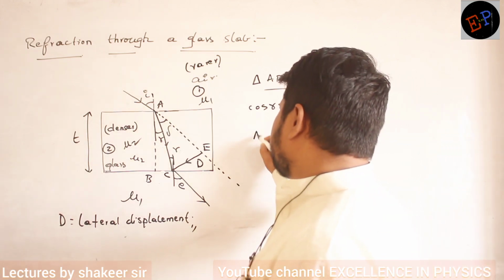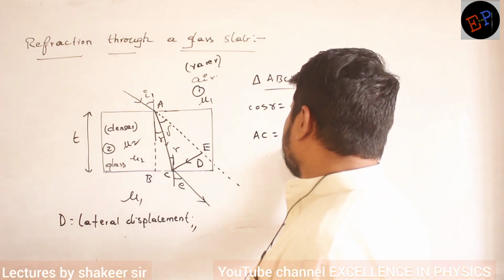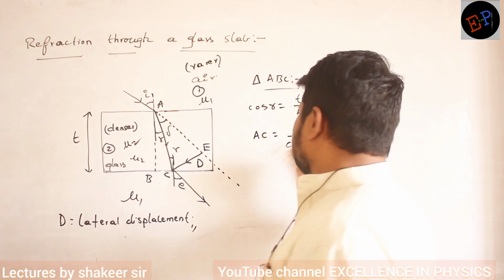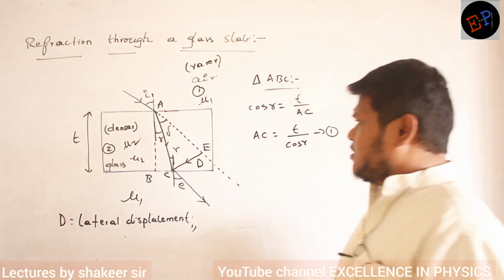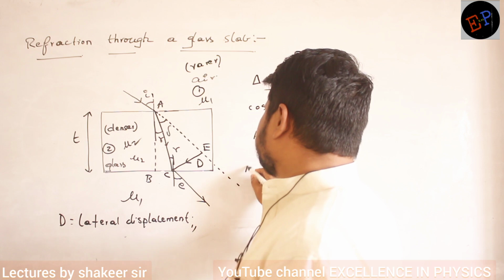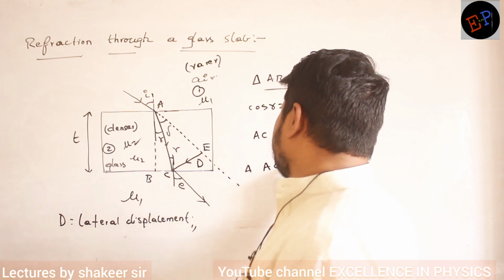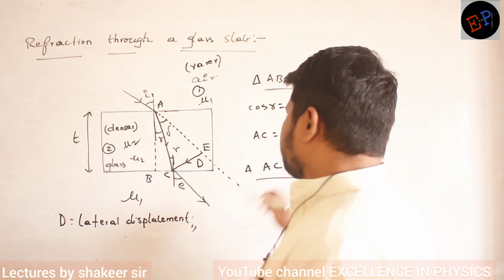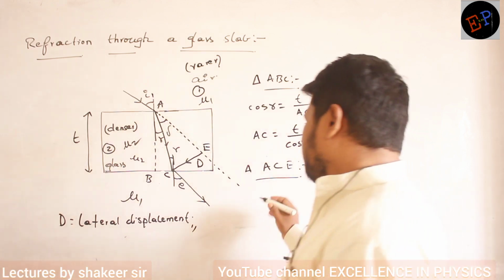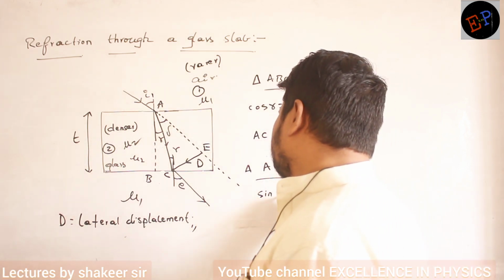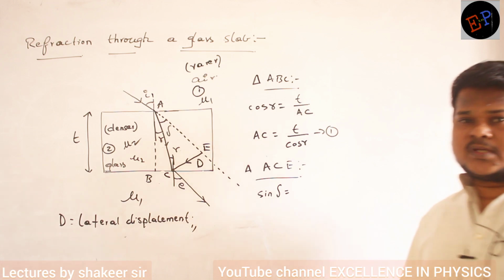So therefore, what is the AC value? AC value is T divided by cos R. Let it be my first equation. Then I am taking triangle ACE. Then I am taking the second triangle. In this triangle, I will take sin delta.